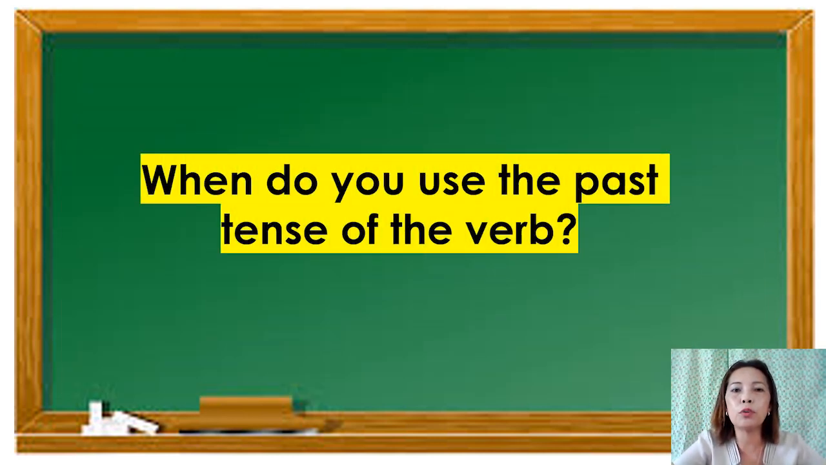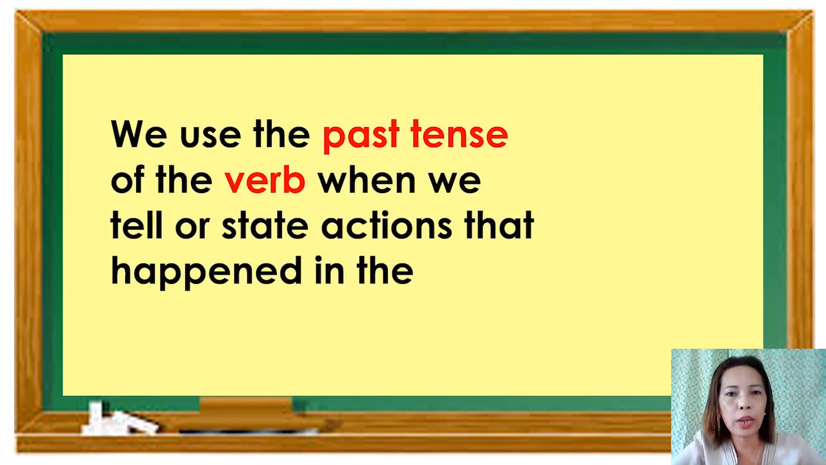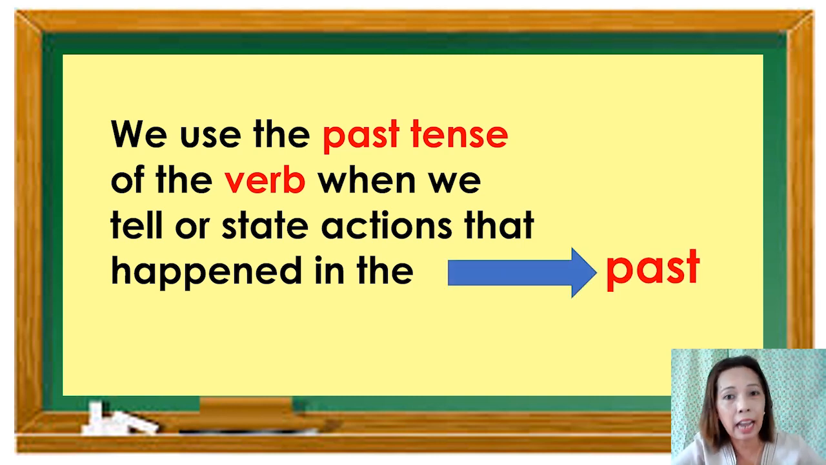When do you use the past tense of the verb? We use the past tense of the verb when we tell or state actions that happened in the past. Got it, kids? Very good.